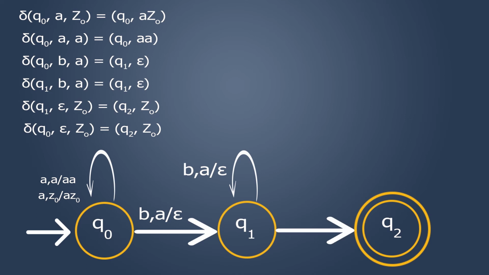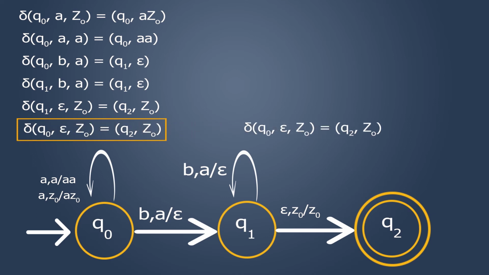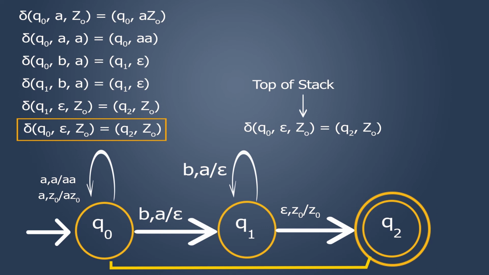This is how I make a transition from Q1 to Q2, and I should label it as epsilon comma Z0 slash Z0. Let me consider the sixth transition function. We are on Q0 state and there are no more inputs, and initially we know that if my top of the stack is Z0, then I should be directly moving to my final state. So that is Q2. So I should have a transition from Q0 to Q2 like this, and I should label it as epsilon comma Z0 slash Z0.